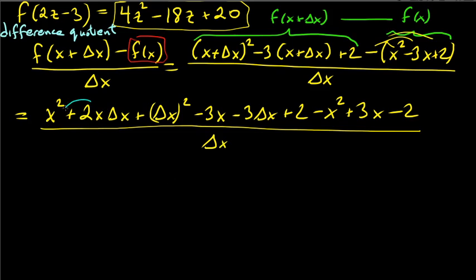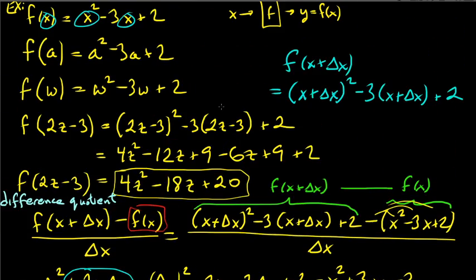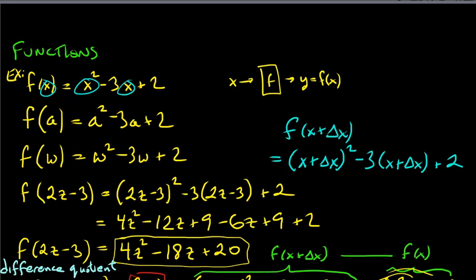And please, I hope you're not wondering, where did I get this 2x delta x from? Because I thought it was just x squared plus delta x squared. So yeah, remember when you square a binomial, I'll do that up here. If you have a plus b squared, please do not write a squared plus b squared, because that's wrong. If you make that mistake over and over, you're going to have a problem, right? This is going to be a big mistake going forward.